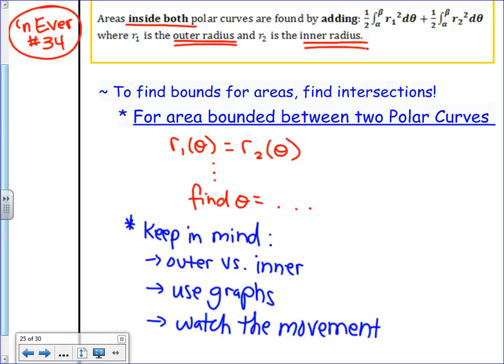We have to be careful, though. We have to be very, very careful with our bounds. Yes, we're going to set them equal to each other. Yes, we're going to figure out where they cross paths, but we have to keep in mind two things. As you saw on the card, outer versus inner. Which one's which? Which one goes where? Outer versus inner, especially important for area between.